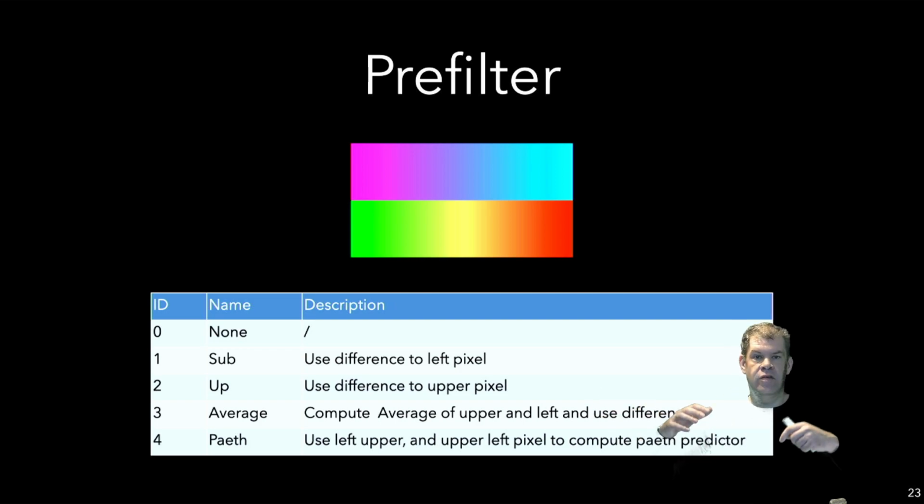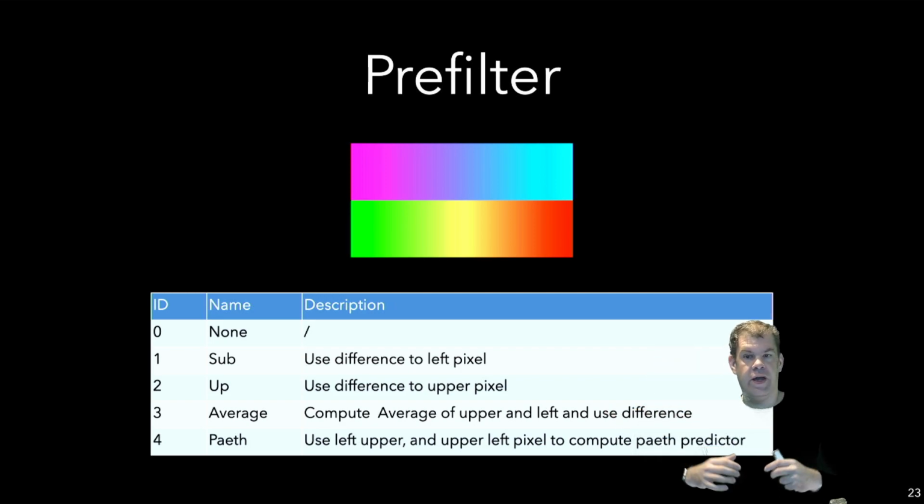Now you might have a gradient in x direction or in y direction, and this is what sub and up are good for. Sub is the difference in x direction, and up is simply the difference to the previous line. The next one is the average. In this case, you use the left and the upper value and compute the average of the two, which is kind of the same, but takes both of these values into account. Notice that we never look at the right or the bottom value.